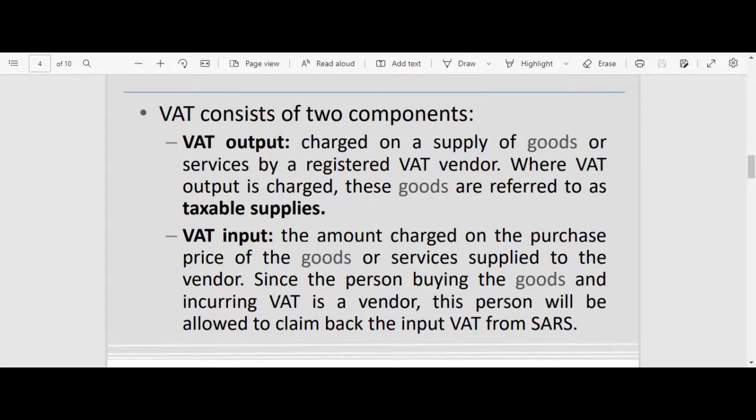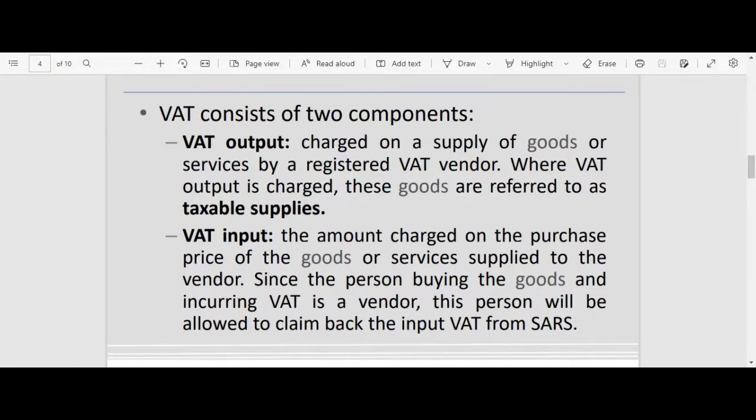The reason for that, ladies and gentlemen, is because you, as a business, a registered vendor, are allowed to deduct the input tax from the output tax that you are going to be raising. So clearly, you have to keep a record of that. You have to keep track of it separately. And we'll talk about that mechanism once we've discussed this slide.